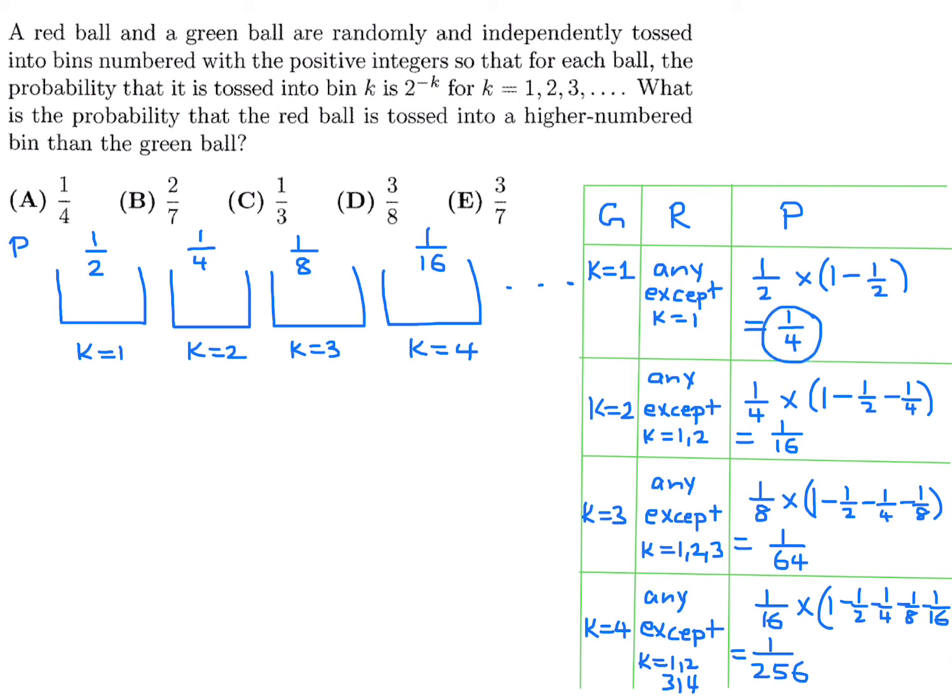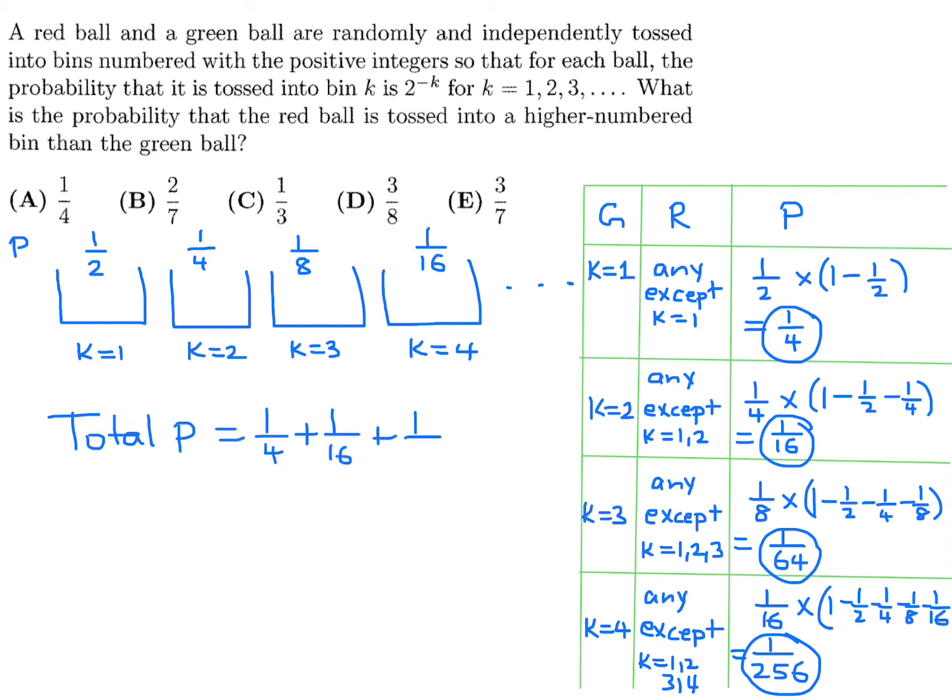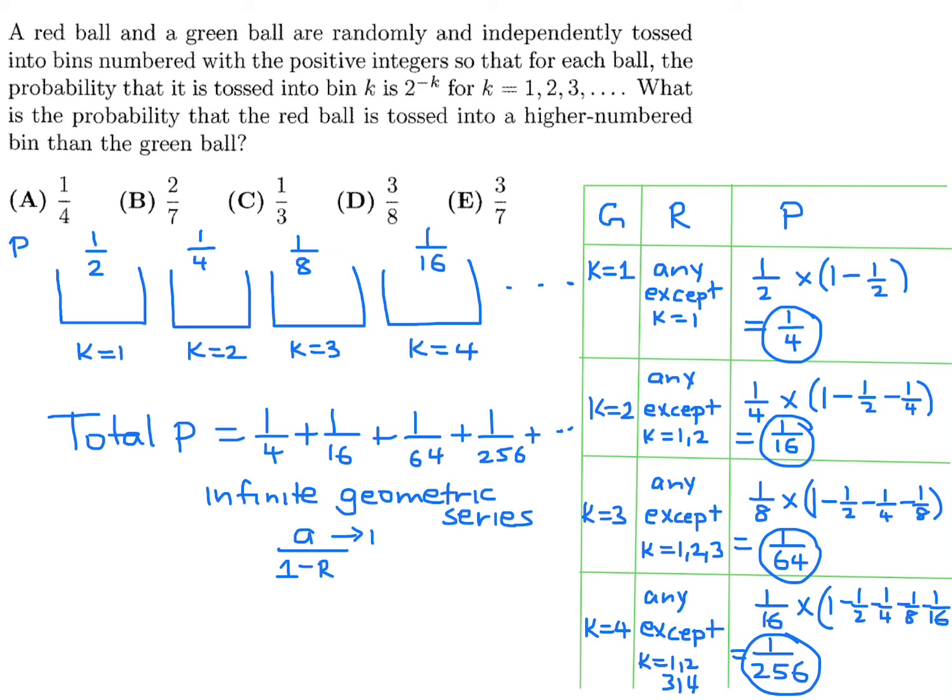The probabilities, you have to add them all up, right? And it just keeps on going forever. So the total probability is going to be a quarter plus 1/16 plus 1 over 64 plus 1 over 256, and then it just keeps on going. So this is what is known as an infinite geometric series. And the good news is that there's a formula for that. A over 1 minus r, where a is the first term, and r is the common ratio.